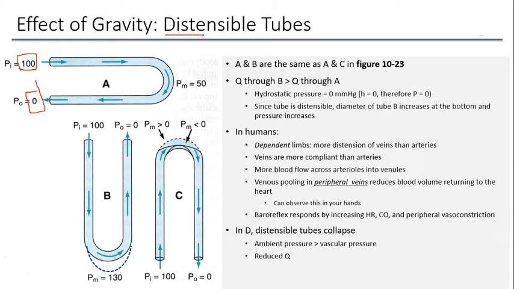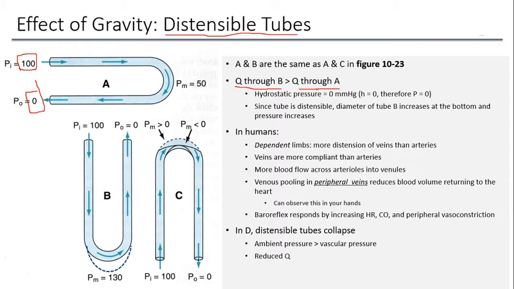It's because our vasculature, our vessels, are more distensible tubes, right? So what we're going to see is that the flow of blood through B is going to be greater than the flow of blood through A. And so you see these two different orientations of our, in quotes, cardiovascular system.